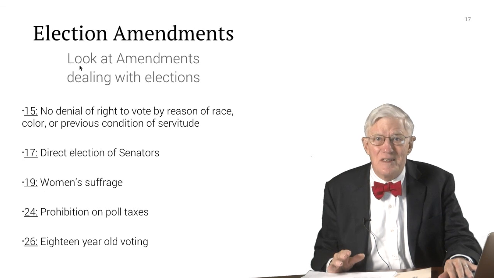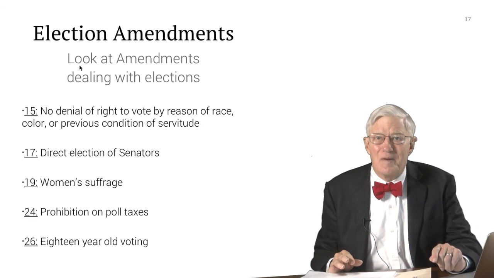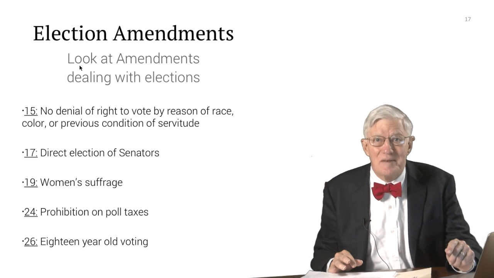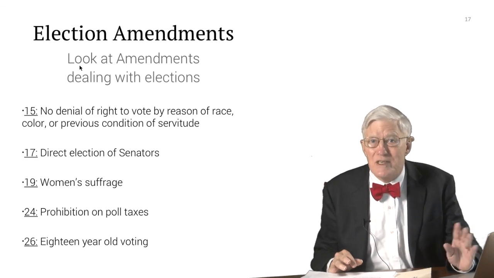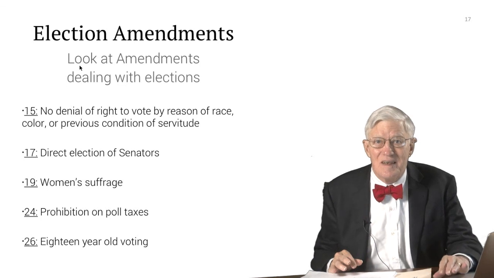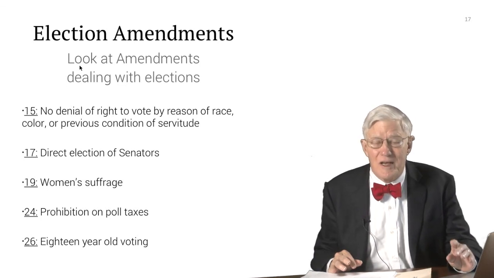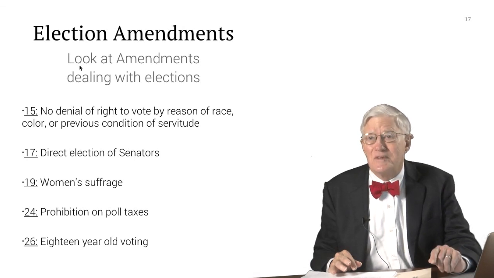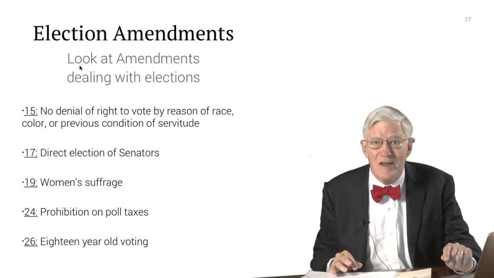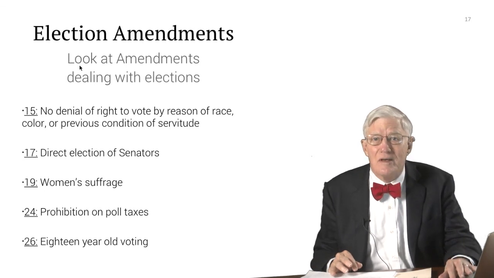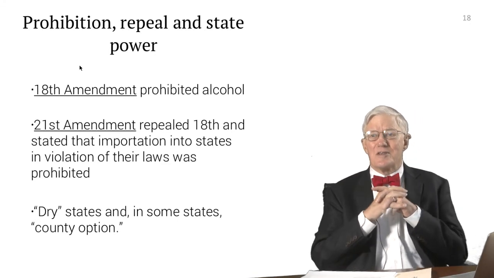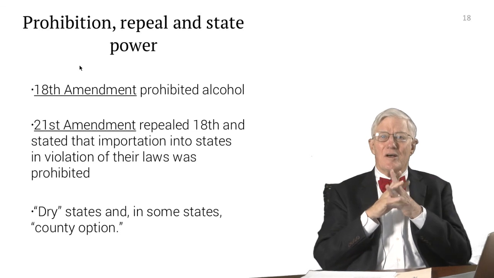There are election amendments, amendments relating to the power of people who've been in a previous condition of servitude to vote, the direct election of senators, women's suffrage, and prohibition of poll tax, an amendment which was sponsored by a Florida senator named Spessard Holland, and then 18-year-old voting. So federal voting rights are spelled out in this series of election amendments.